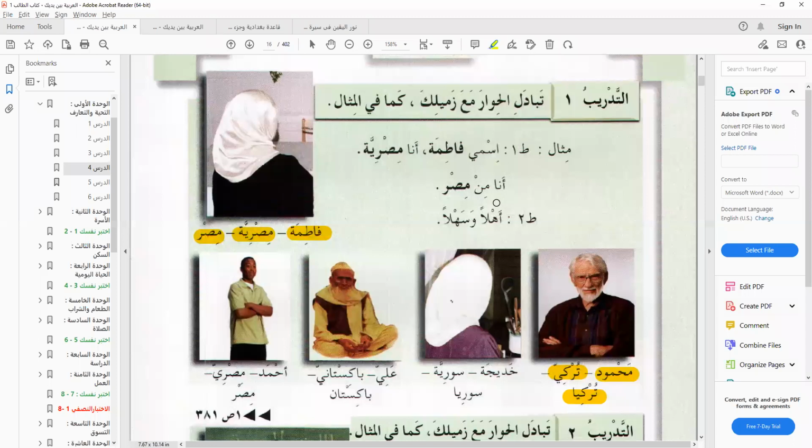Now, Ismi Mahmoud. Ana Turkiya. Ana min Turkiya. Jamil, that's good. Very good. Now try with Khadija. Huna, Khadija. Ismi Khadija now. Ismi Khadija. Ana Suriya. Ana min Suriya. Jamil Jiddan. Very good. Try with Ali.